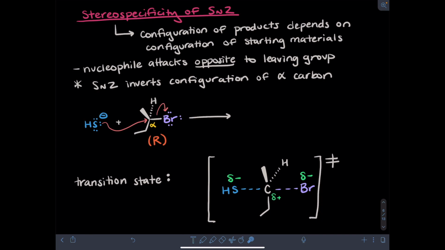At the transition state, sulfur has a partial negative charge. The bromine that's leaving is developing a partial negative charge as well. And this alpha carbon in the middle is deprived of some bonds, so it would have a little bit of partial positive charge at the transition state. Notice that this transition state looks trigonal bipyramidal at carbon.